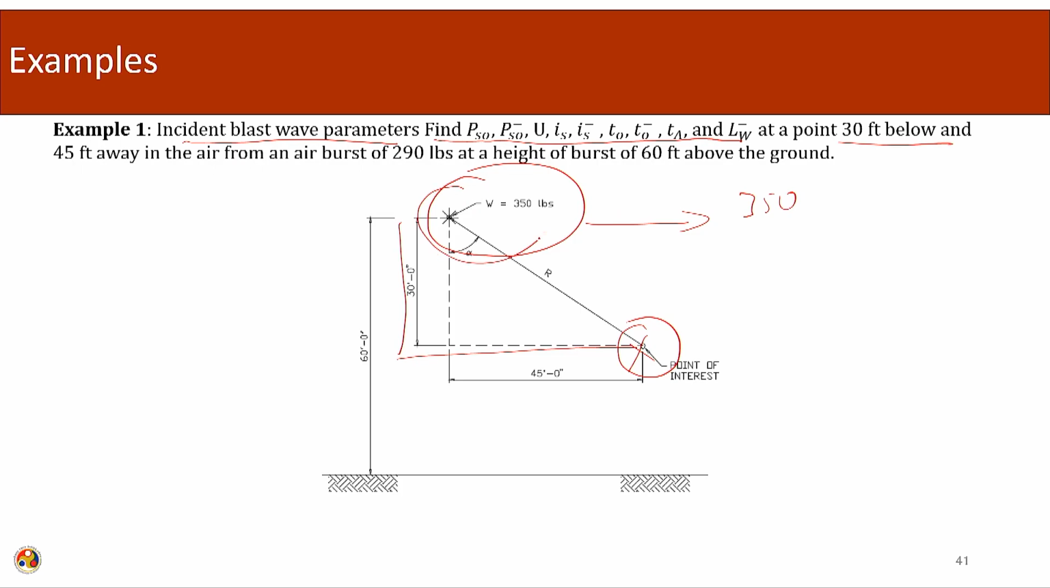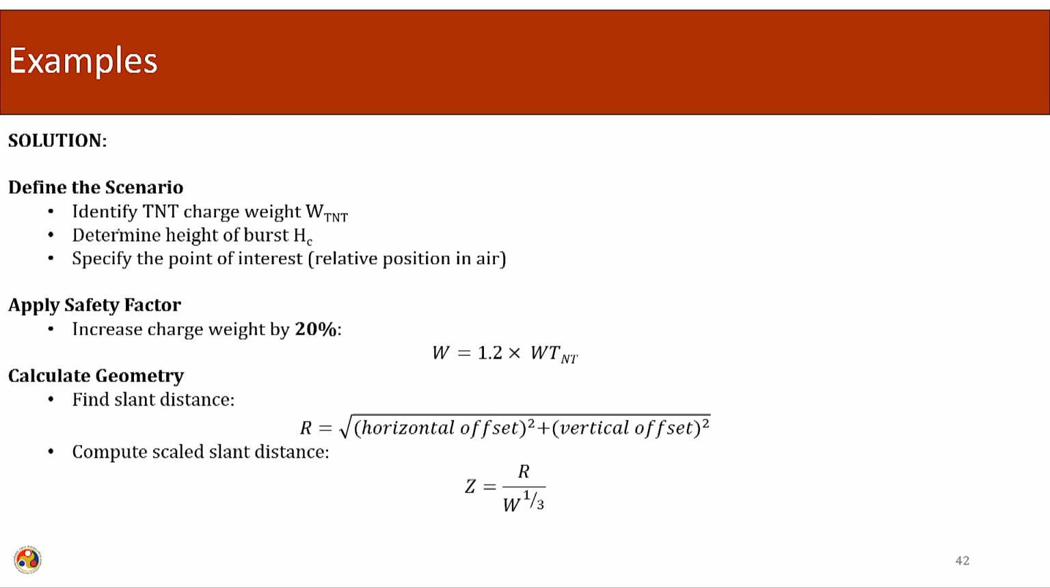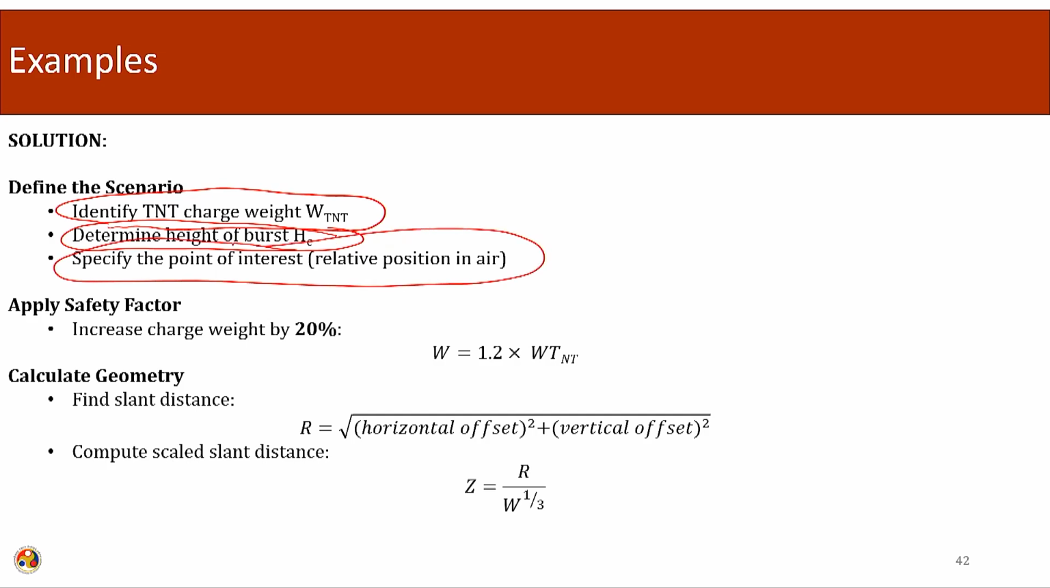First of all, we will look into this and decide what to consider. It has a finite depth from the ground, so we will classify this as an air burst. First we will have to identify the TNT charge. What is the TNT charge? Then we will have to determine the height of the burst, and then we will have to specify the point of interest, wherever we want to calculate it. And if some other material is used other than TNT, then we will have to increase the charge weight by 20%.